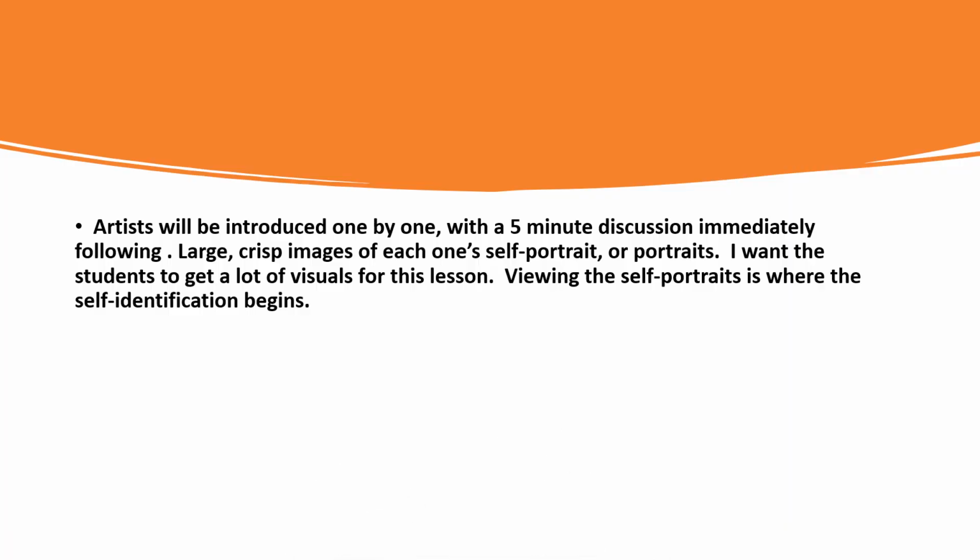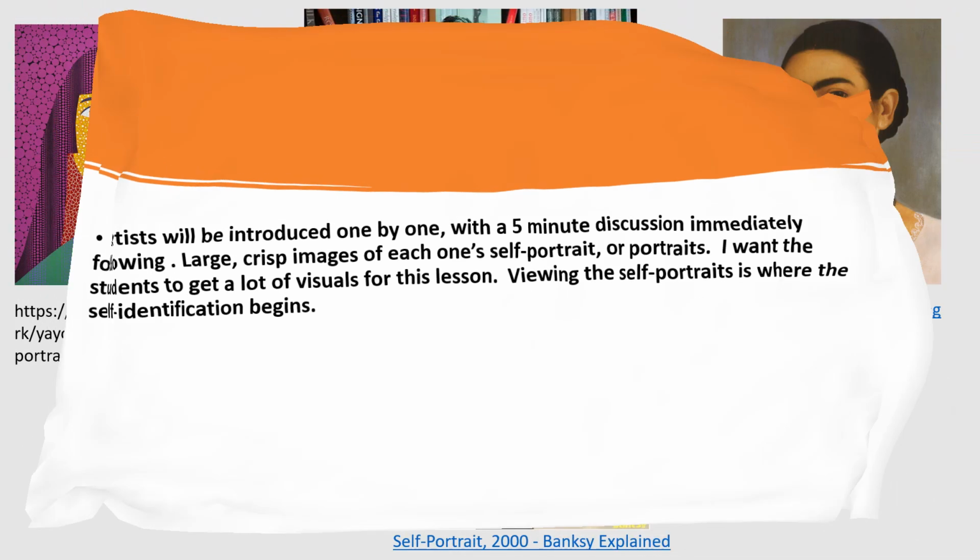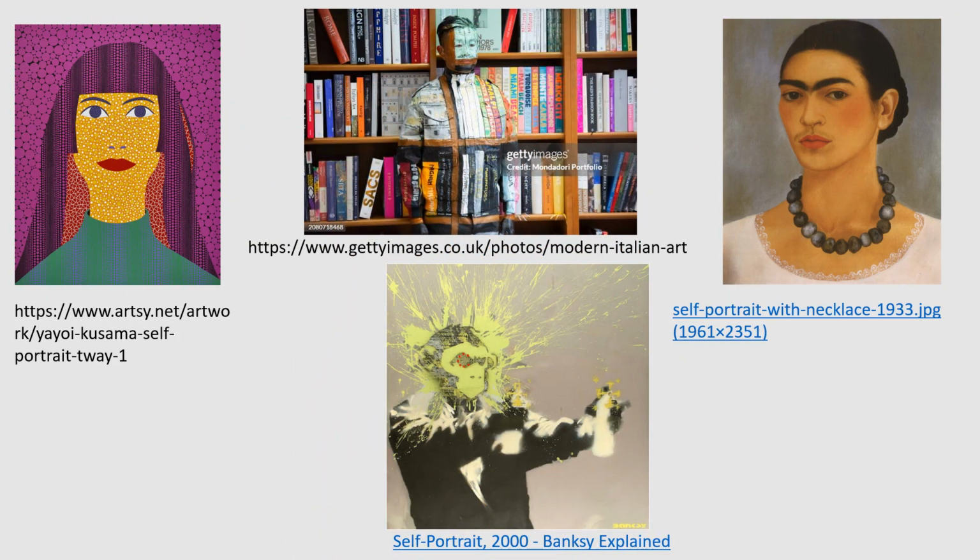And then the artists will be introduced one by one with a 5-minute discussion immediately following. Large, crisp images of each one's self-portrait or portraits. I want the students to get a lot of visuals for this lesson. Viewing the self-portraits is where the self-identification begins. The 4 artists I'm going to use are Yayoi Kusama, Lou Bolin, Frida Kahlo, and Banksy.